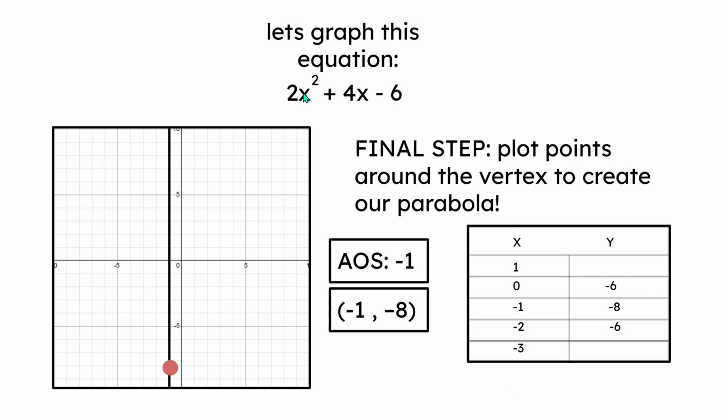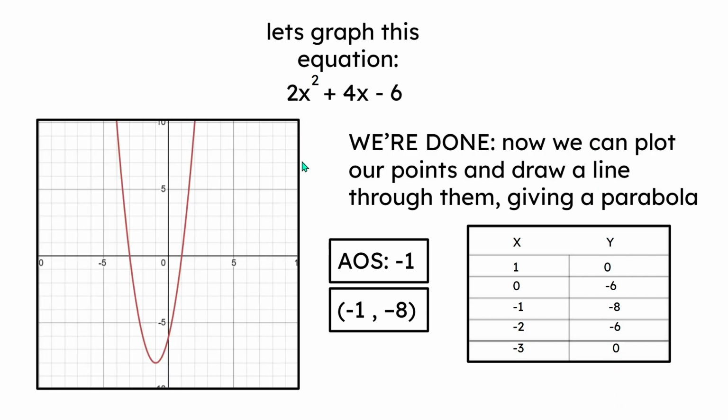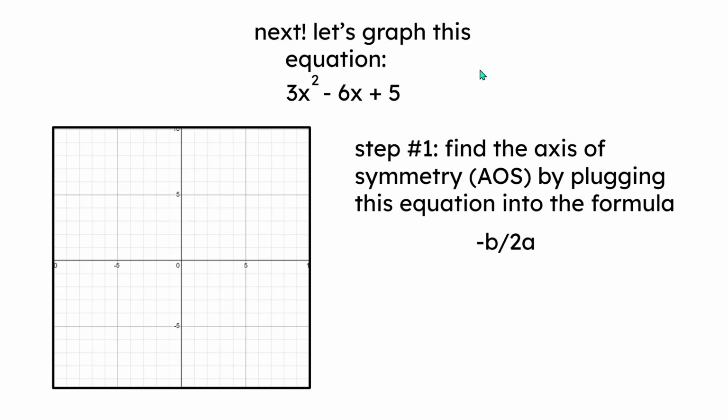Now we can plug in 1. 2 times 1 plus 4 times 1 minus 6 gives us 2 plus 4 minus 6, which gives us 0. And see how I also plugged it in for negative 3? Well, it's because of the axis of symmetry. Now we can plot these points and draw a curve through them, which gives us this parabola. We're done! Now, let's do another practice problem.